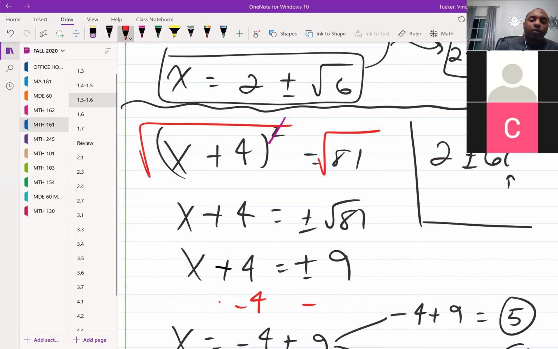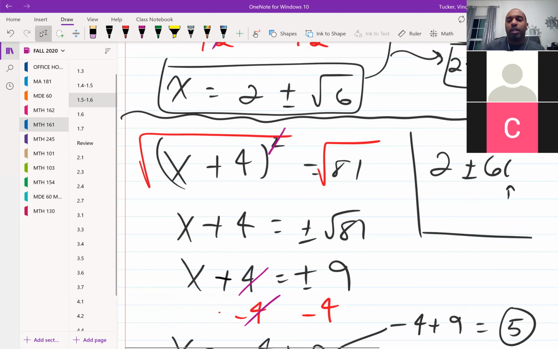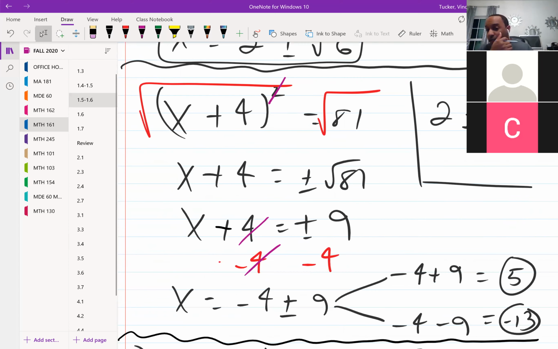Then we'll minus 4 from both sides. And that'll give us x equal to negative 4 plus or minus 9. So we have to be careful here because remember in our last one, we could leave it as 2 plus or minus square root of 6. But here we don't have that luxury because you can add 4 and 9 together. So they would be expecting you to do so. So negative 4 plus 9 is 5. Negative 4 minus 9 is negative 13.